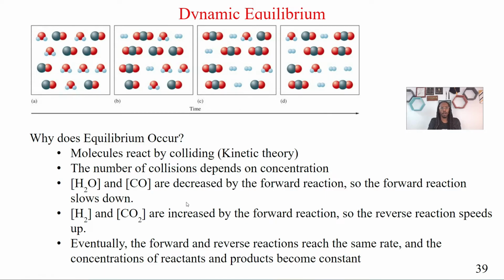But as we make our products, the forward reaction will slow down. And as this is occurring, the reverse reaction will start to speed up, because now we have products that can actually react with each other. And basically, I can't stress this enough: when we reach that point, the forward and reverse reactions are going to reach the same rate. And when that happens, our concentrations of reactants and products become constant. And when they become constant, that forward and reverse rates are the same. This is equilibrium.